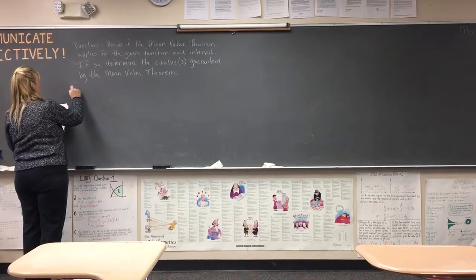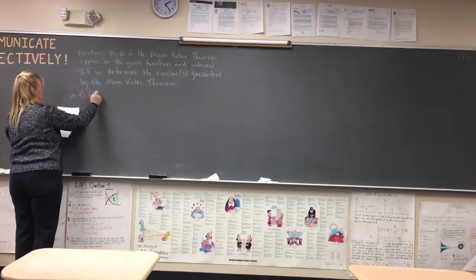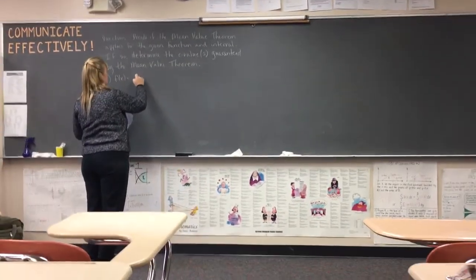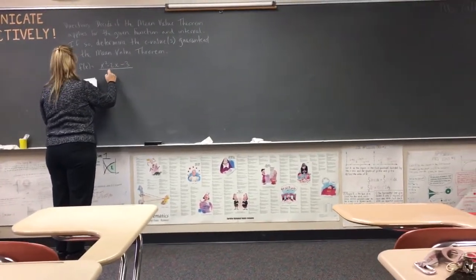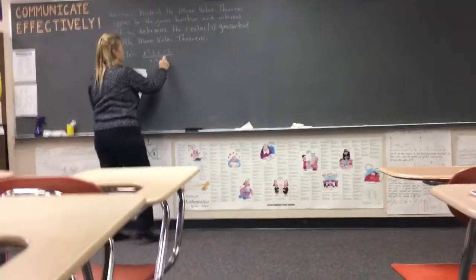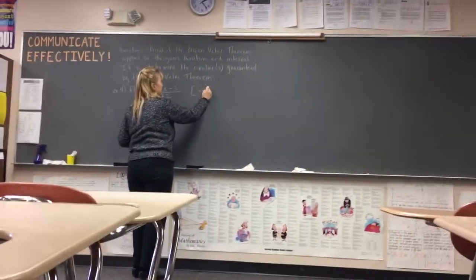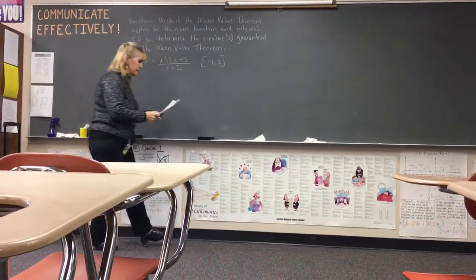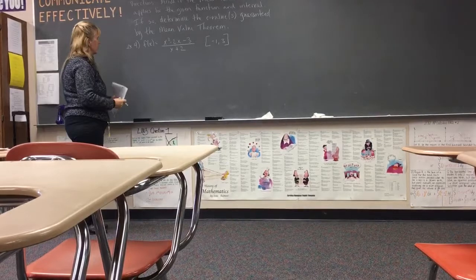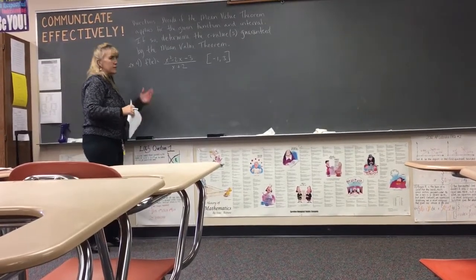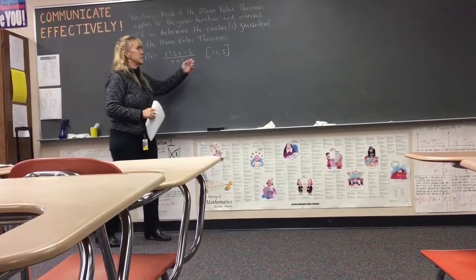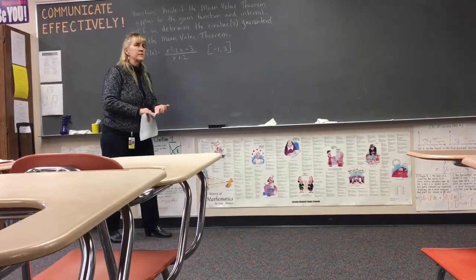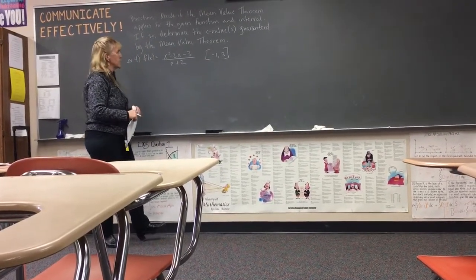Here is example 4. F of x is equal to x squared minus 2x minus 3 over x plus 2. And then I would like to talk about the interval between -1 and 3. So, 2 questions have to be answered. I need to know if the function is going to be continuous on the closed interval. I also need to know if the function is going to be differentiable on the open interval.